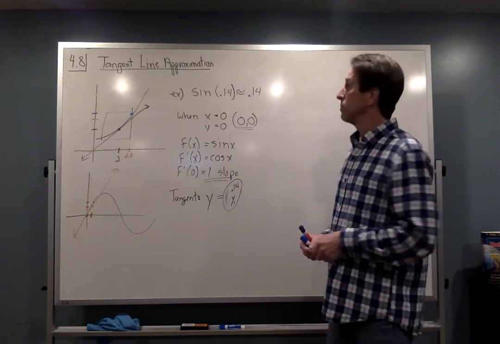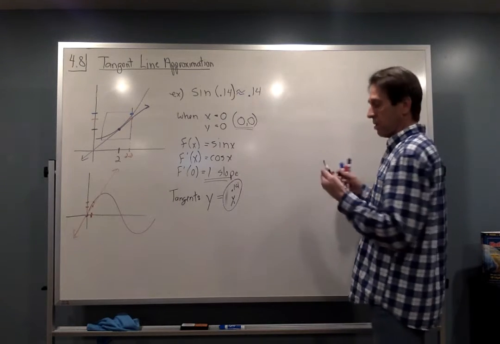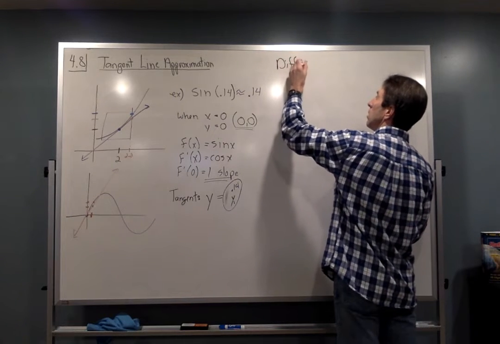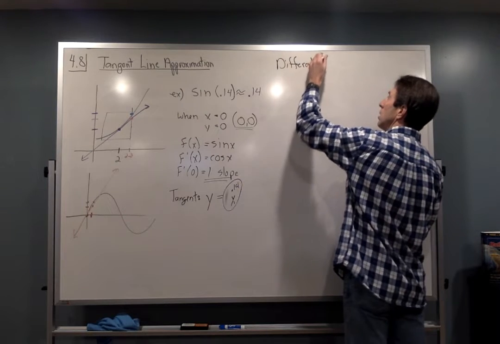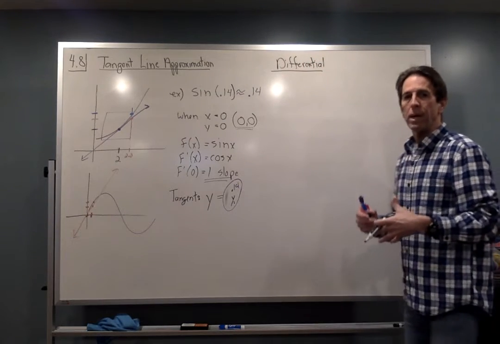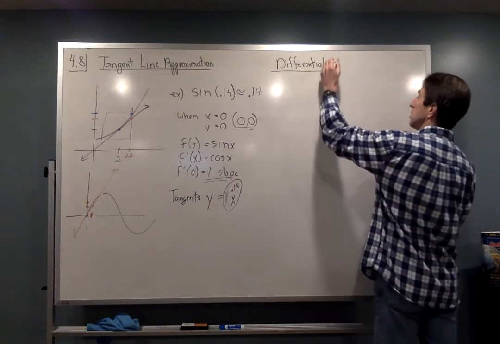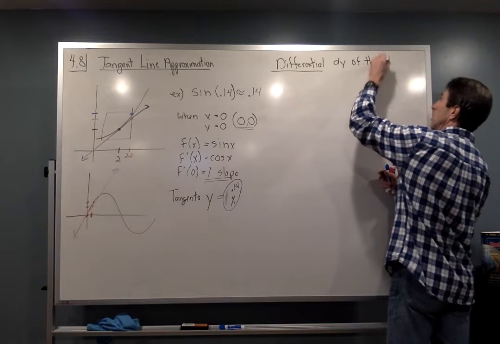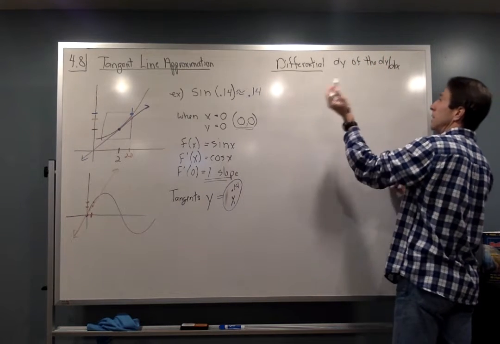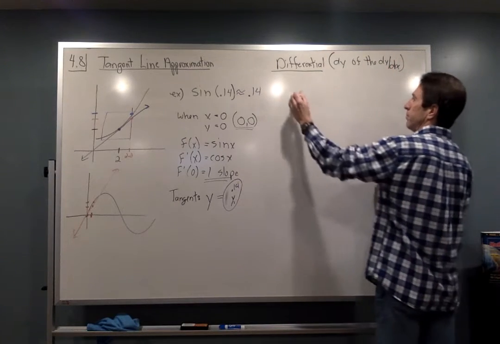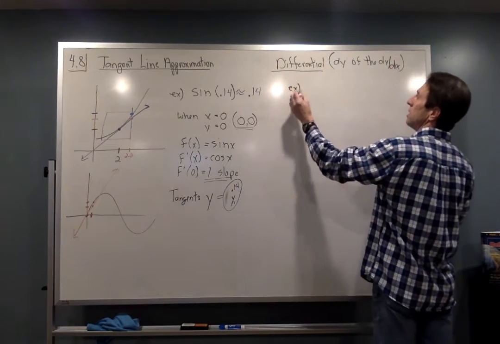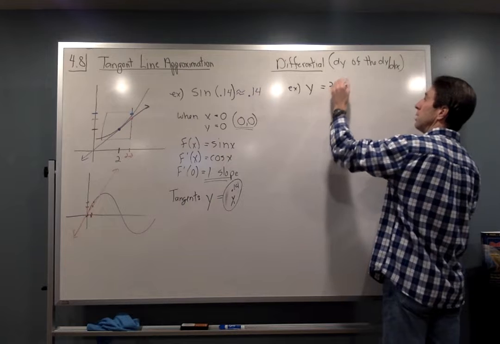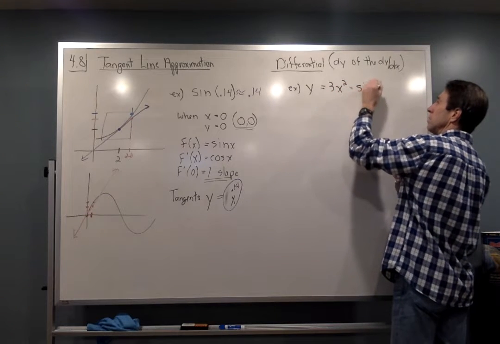So tangent line approximation. Another thing that we happen to do in this problem set is to find a differential. A differential is basically the dy of a dy dx. That's really what it is. Example. Let's say we wanted to find the differential of this function. y equals 3x squared minus sine squared x.